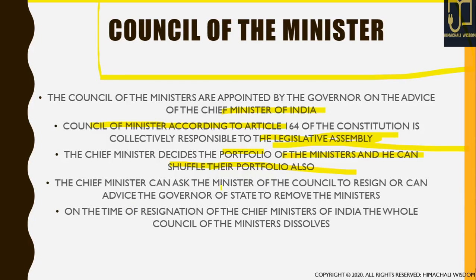Now the chief minister can ask the ministers of the council to resign, or he can advise the governor of the state to remove them, because it is the power of the chief minister that if he would like to remove any minister from his council, he can advise the governor, and the governor would need to act on this.